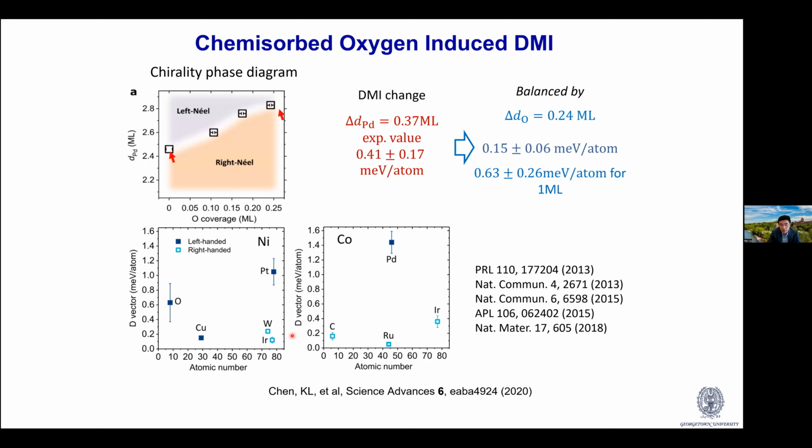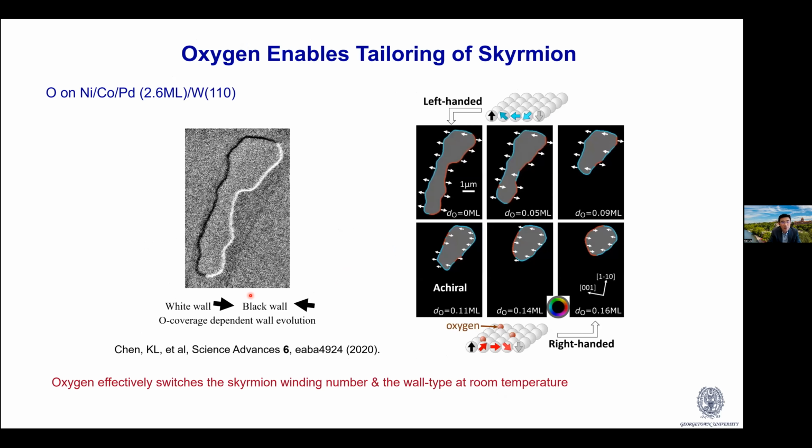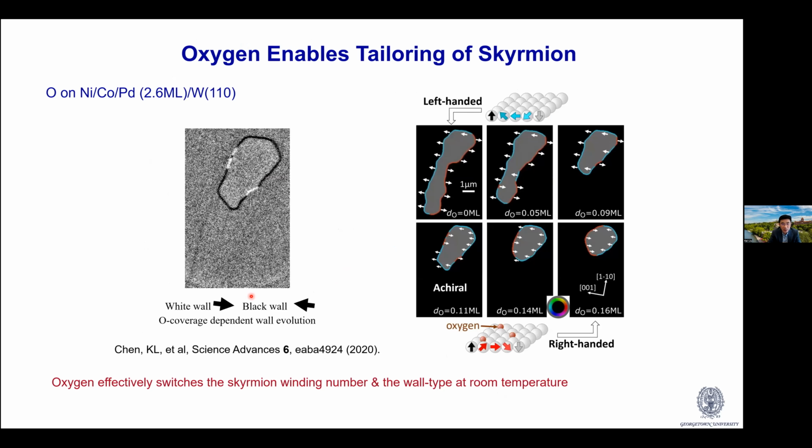The physical mechanism here is the charge transfer because of the difference in electronegativity between oxygen and the nickel. And so this redistribution and rehybridization of the wave function leads to a surface electric dipole moment, and this in turn changes the DMI. And this DMI being quite significant allows us to actually manipulate spin textures.